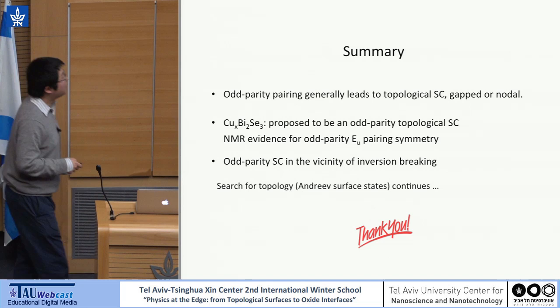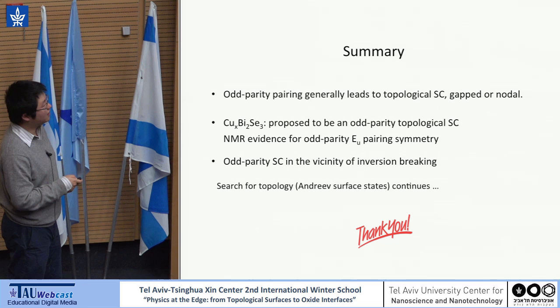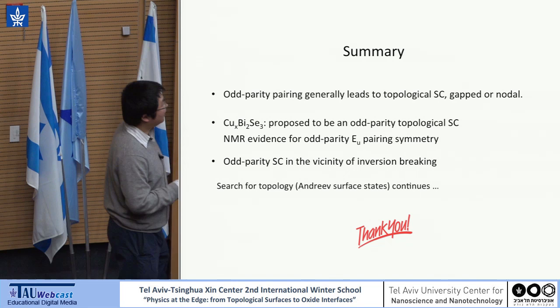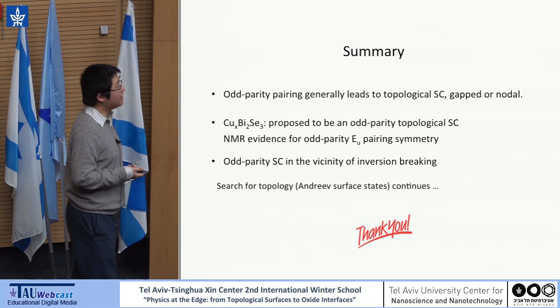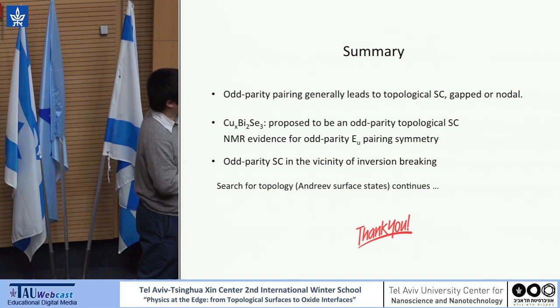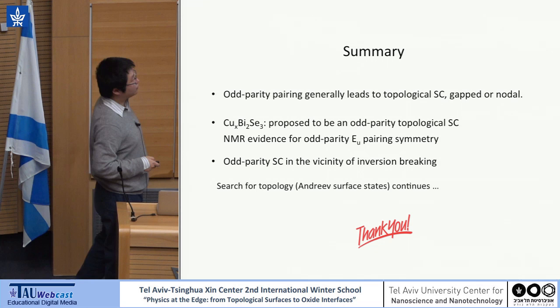Okay, so let me just summarize. Odd parity pairing generally leads to topological matter. It's either gapped or nodal, and it's either three-dimensional or quasi-two-dimensional. In copper bismuth selenide, there's now NMR evidence from the bulk that shows rotation symmetry breaking consistent with the odd parity, Delta 4 Eu pairing. And odd parity pairing may arise in the vicinity of inversion breaking. And the search for topology still continues. Okay, so with that, I'm going to thank you for your attention.